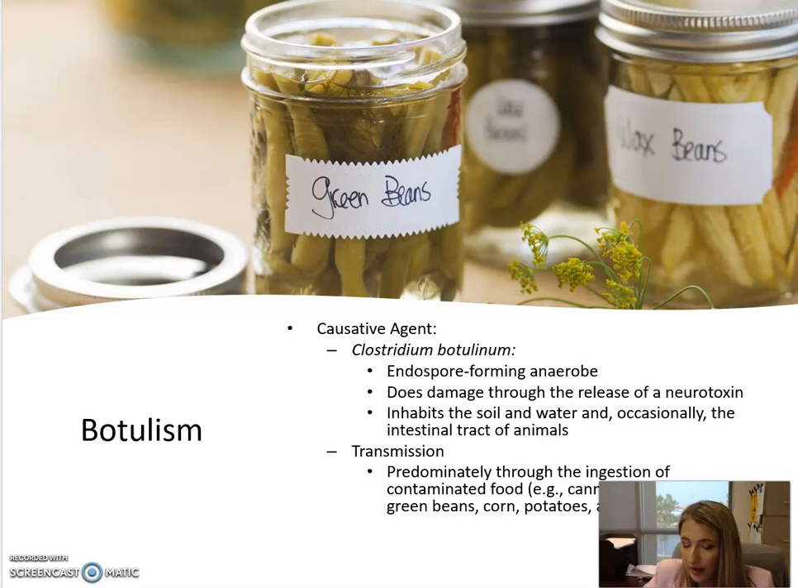So as far as transmission, there are several ways that you can get botulism. There's different forms of botulism. You could even get it through a skin wound, but the most common way to get botulism is through ingestion of contaminated foods, specifically canned vegetables, green beans, corn, potatoes, asparagus, to name a few.